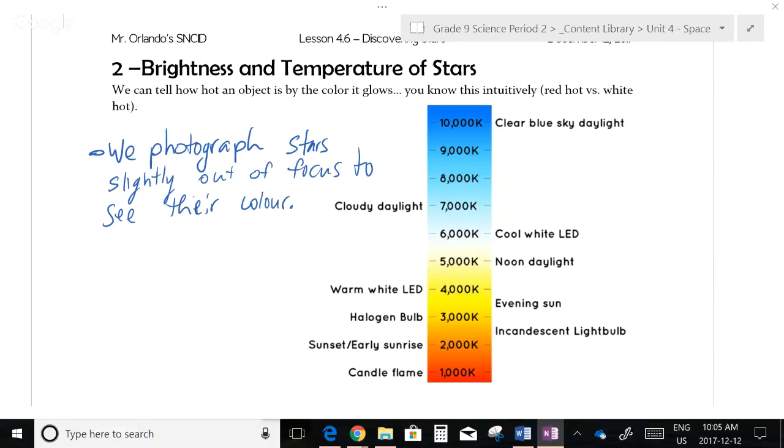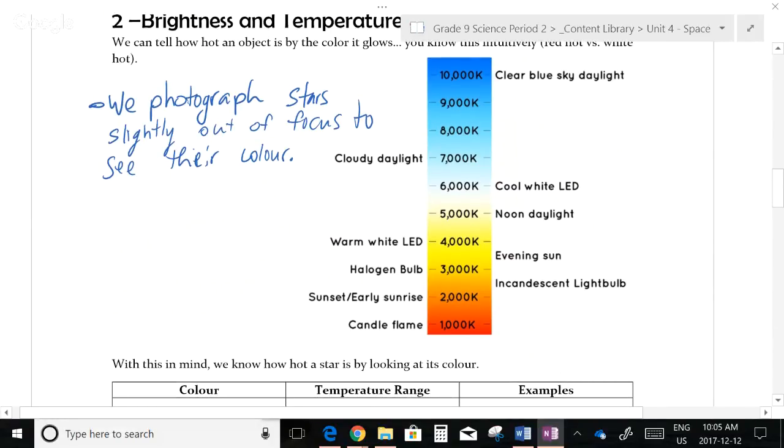So, we photograph stars slightly out of focus to see their color.